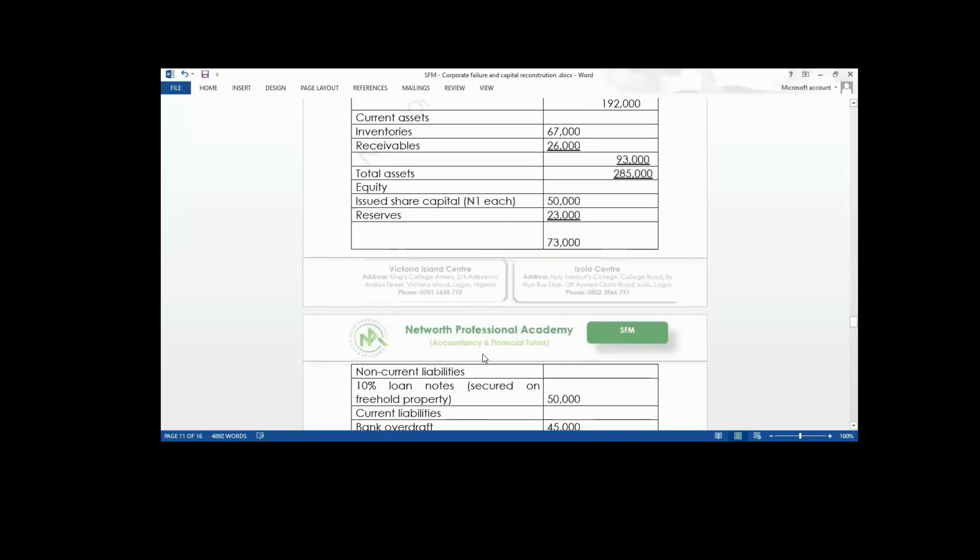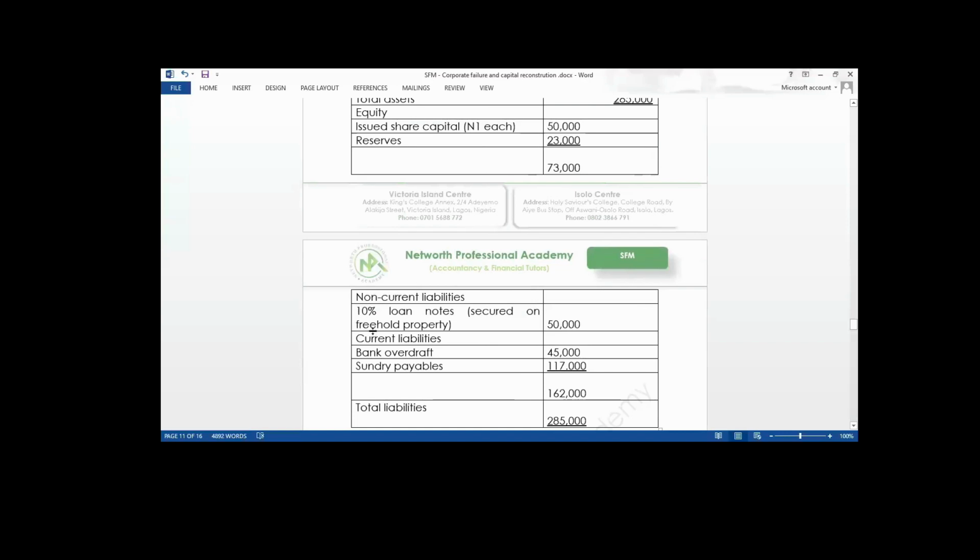Please look at this. Examiner says non-current liabilities, 10% loan note secured on freehold property. We refer to this as a fixed charge, where a liability is secured on a particular asset of a company. That's a fixed charge.